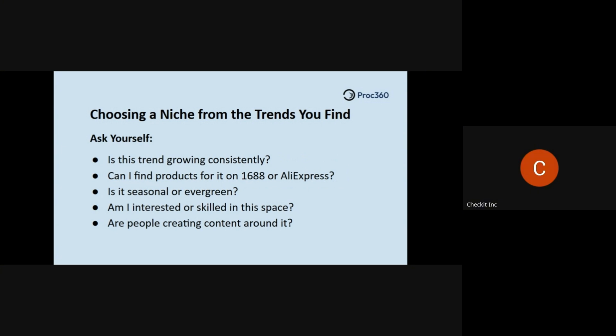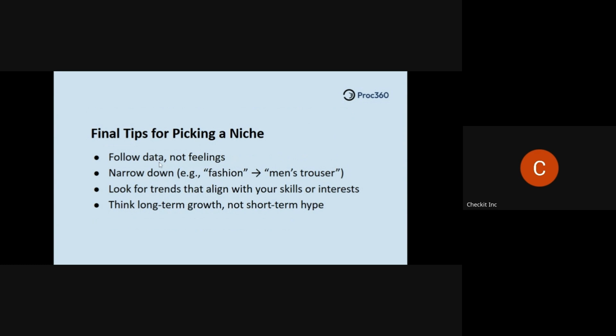So are people creating content around it? You could check Instagram, TikTok. What are people saying about this particular thing? This cargo pants that I've seen now, are people even wearing it? How many people are talking about these pants on TikTok? How many people are talking about it on Instagram? These are questions that you now need to look out for, or reflect on, while you choose your niche from these trends.